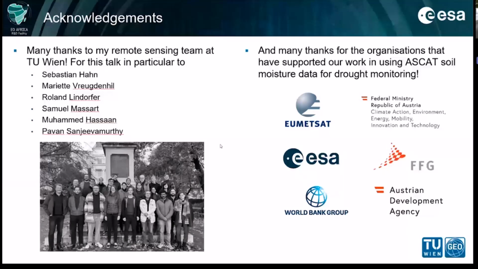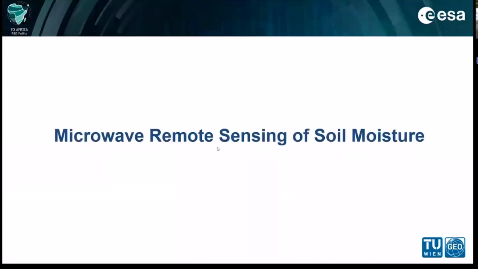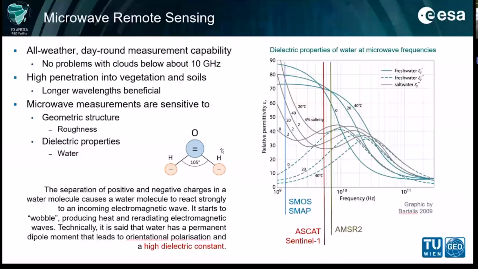So let me start first by giving you an introduction to microwave remote sensing of soil moisture. I presume many of you already heard about microwave remote sensing, and it was already covered in many of the EU Africa seminars. One of the big advantages of microwave remote sensing is that you have all-weather, day-and-night measurement capabilities, so we can see through clouds and we can see through rain. All the systems that we're using for measuring soil moisture basically work in the frequency domain from about 1 to 10 gigahertz, and they have absolutely no problem.